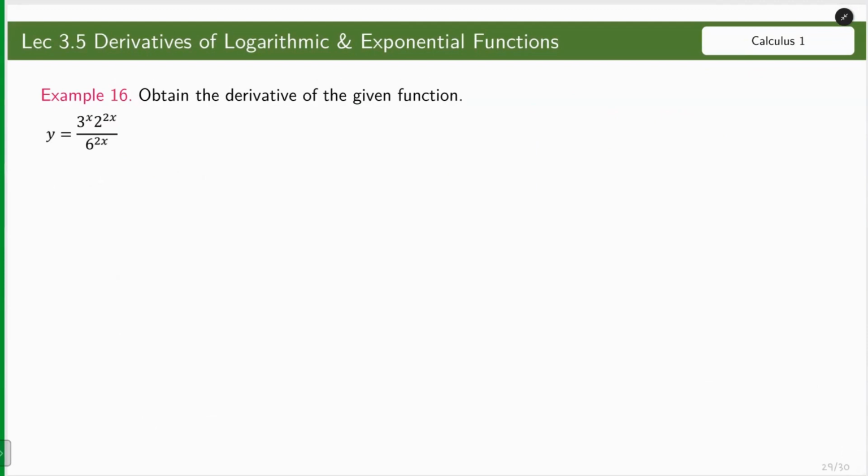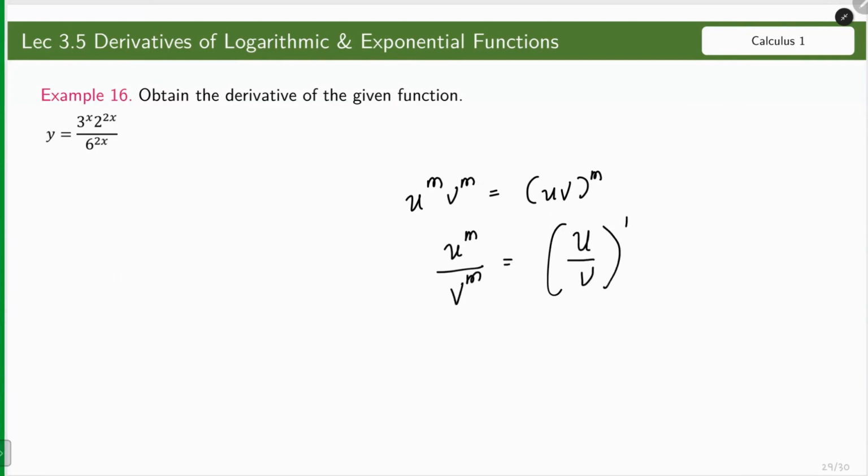Example 16, we have y is equal to 3 raised to x times 2 raised to 2x all over 6 raised to 2x. This one is a little bit complicated because we have a product on the numerator and then we also have a quotient here. Remember that we have this law of exponent. Okay. And then we also have this for all allowable values of u, v, and m. Okay. Now we're going to apply that here.